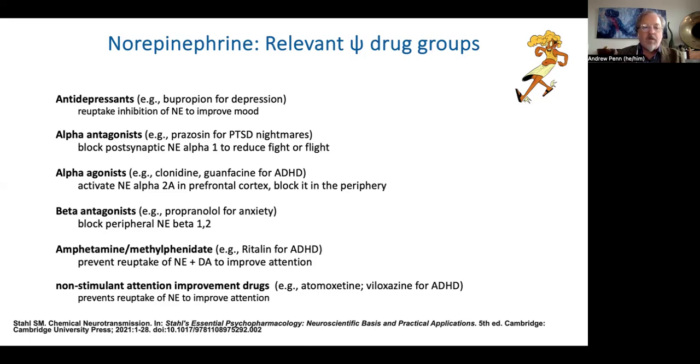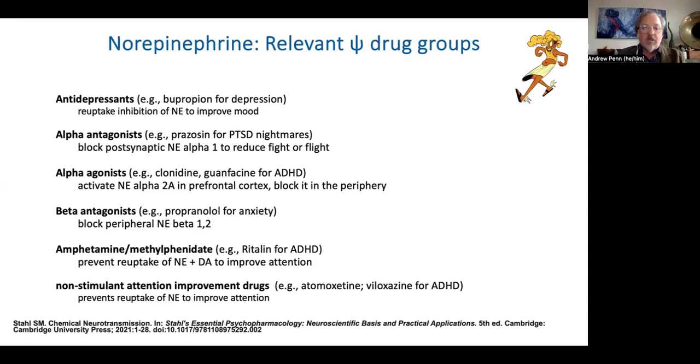So as I mentioned before, bupropion is primarily a norepinephrine reuptake inhibitor, which is going to help to address mood symptoms. Alpha antagonists such as prazosin, alpha agonists are going to activate. Sorry, I misspoke. I said dopamine. I meant norepinephrine is what we're increasing with the drugs that are used for ADHD, such as guanfacine or clonidine.